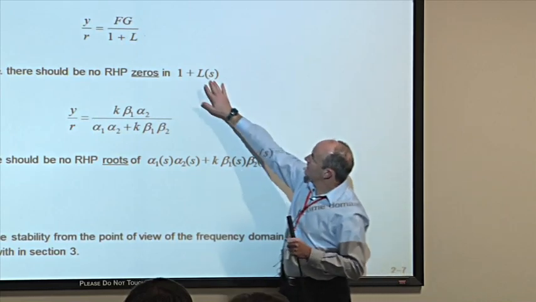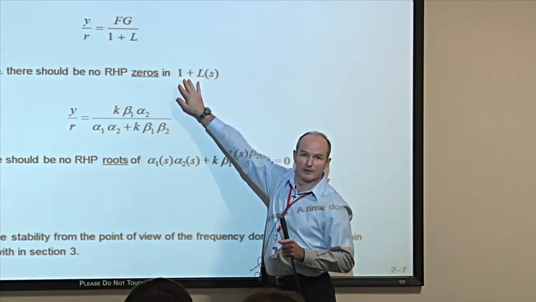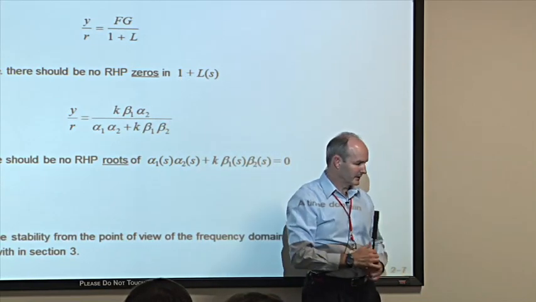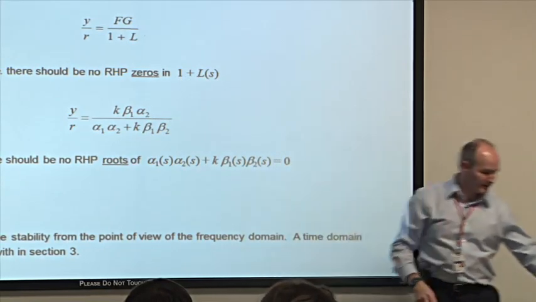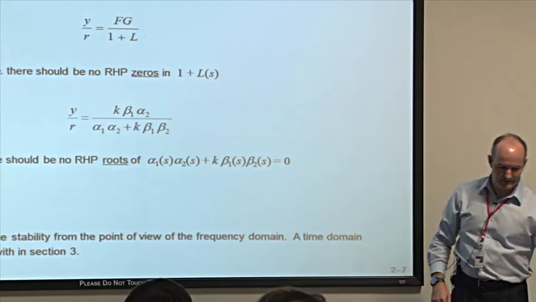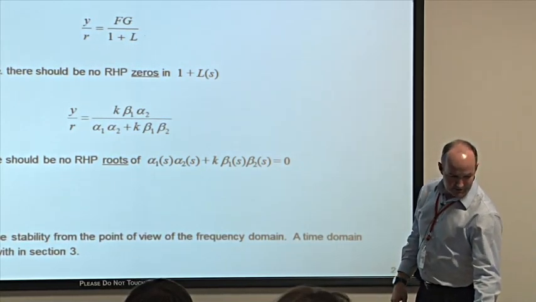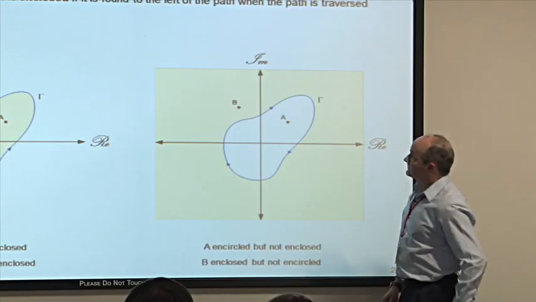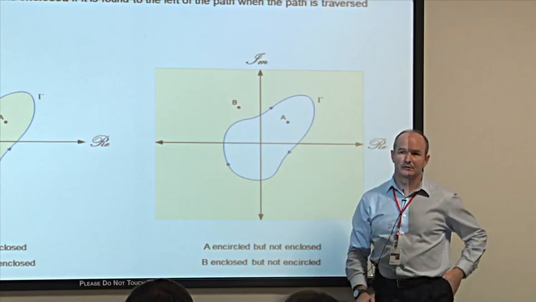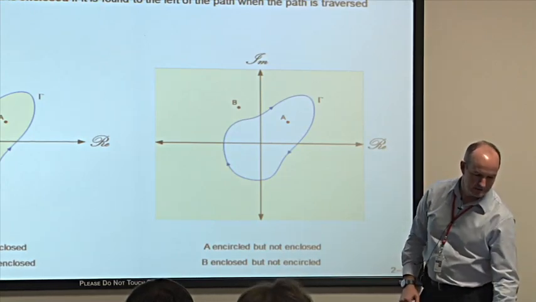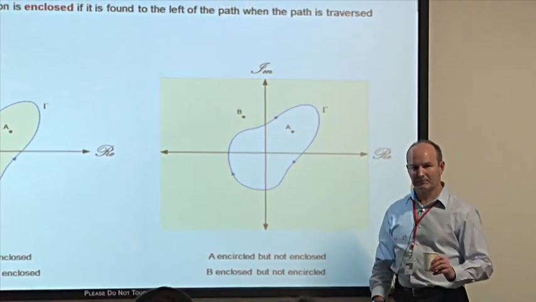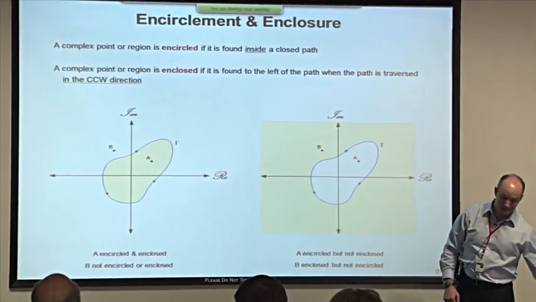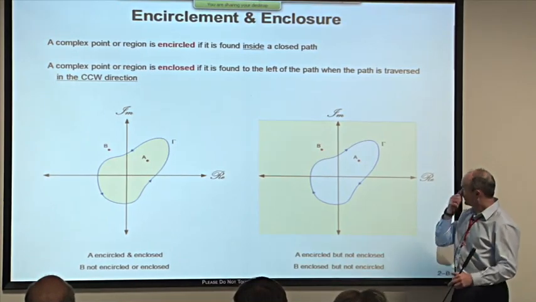For now, though, we're going to look at the zeros of 1 plus L of s and determine whether any of them are in the right half plane. The technique, of course, I'm sure you know, is called the Nyquist plot. Now, in order to explain it, I need to introduce two concepts. And these concepts have to do with the mapping of points and contours in the complex plane. And the two concepts of importance are called encirclement and enclosure.